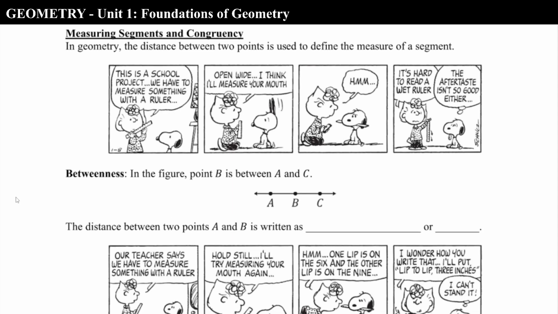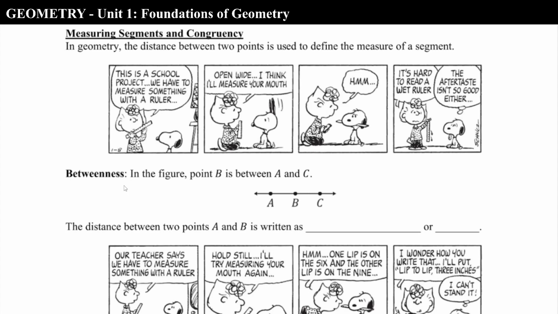So let's talk about measuring segments and congruency. In geometry, the distance between 2 points is used to define the measure of a segment. So take a look at this comic from Charles Schulz. This is Peanuts, and Sally is using a ruler for a school project. So she decides that she's going to measure Snoopy's mouth, which Snoopy seems fairly alarmed at. And after putting the ruler in Snoopy's mouth, she finds that it's hard to read a wet ruler. Snoopy's not too fond of the aftertaste either. We'll come back to this comic. That kind of sets us up for something that's going to be coming in a moment.